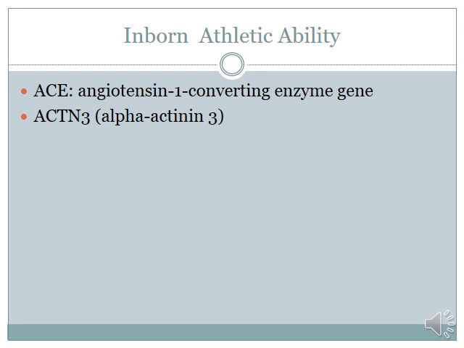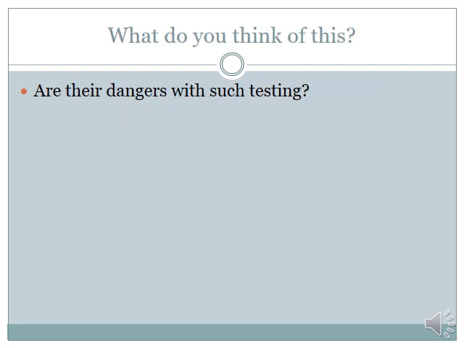While some geneticists warn that DNA-based tests for athletic ability are too simplistic and illustrate genetic determinism, the company websites do have caveats and limitations and stress that gene action combines with environmental factors. What do you think of this? Are there dangers associated with such testing for inborn athletic ability?